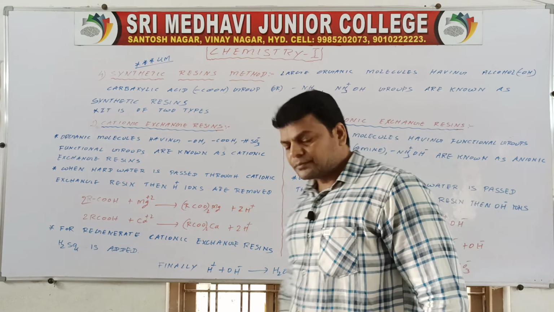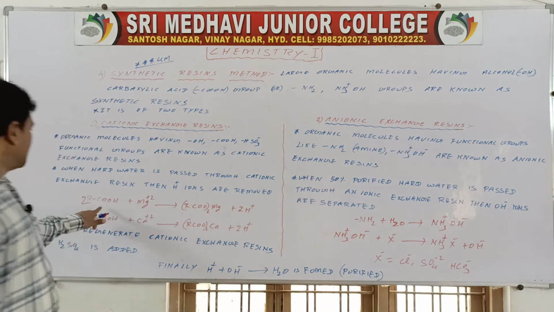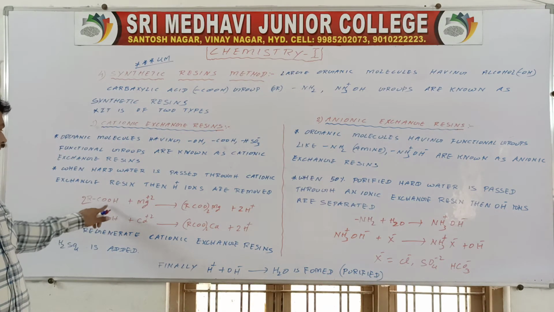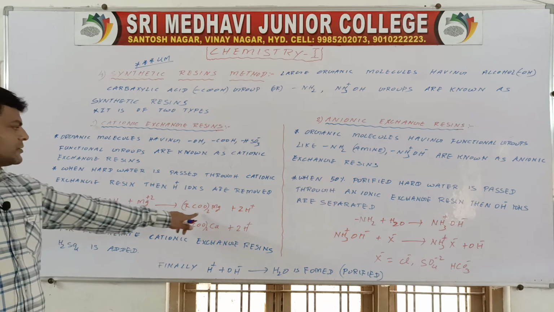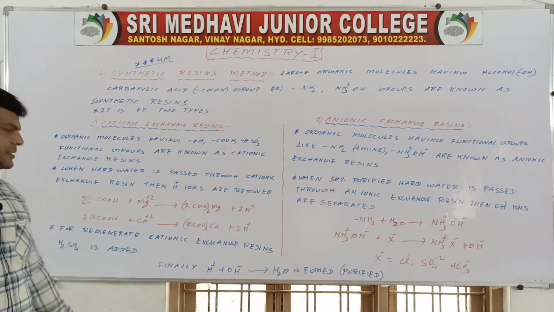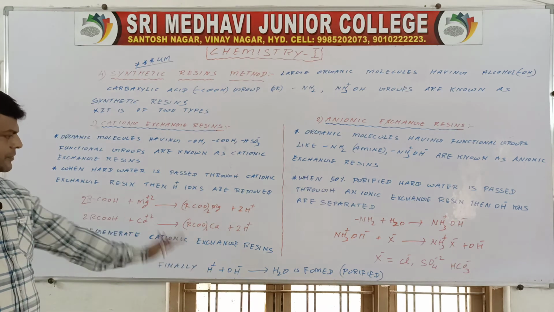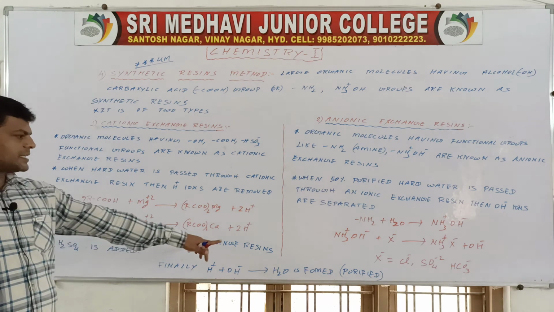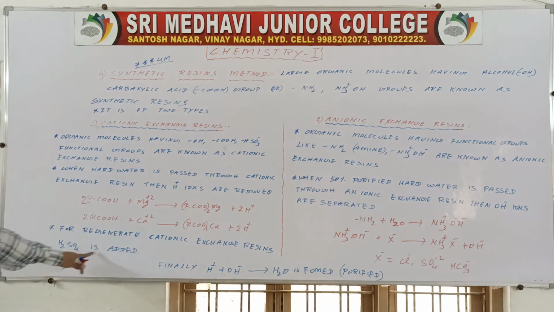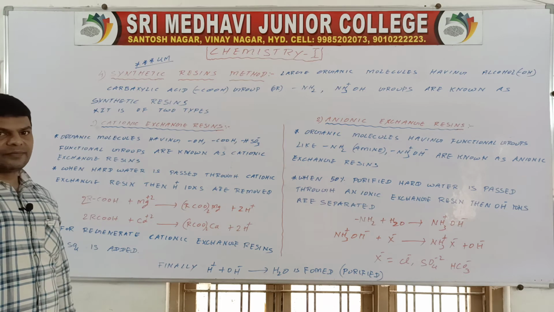See here, I am taking RCOOH. It is a cationic exchange resin. So Mg2+ replaces H+ ions. Here Ca2+ replaces H+ ions. To regenerate the cationic exchange resin, H2SO4 is added.